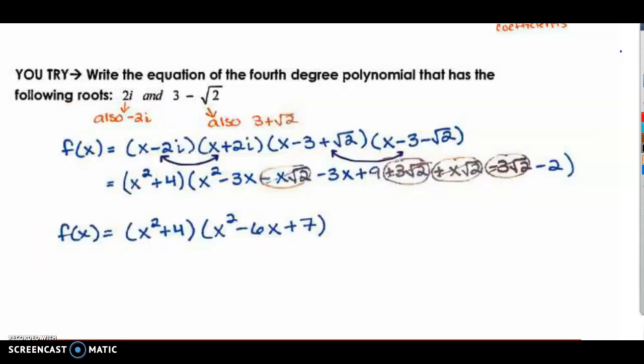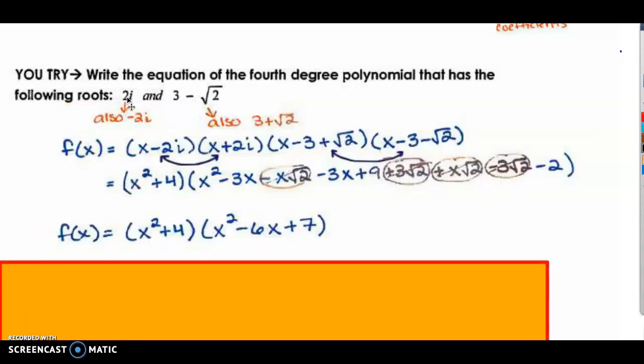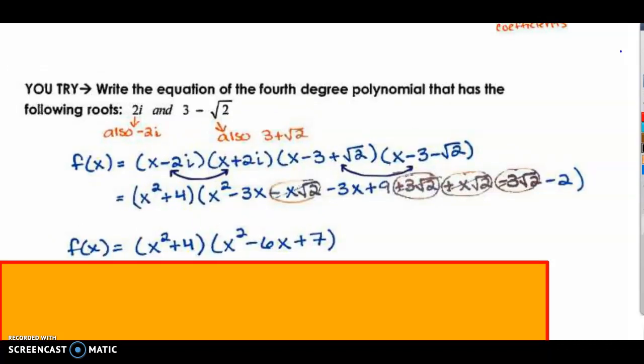All right, so here we go. So if you have a root at 2i, you also have one at minus 2i. And if you have one at 3 minus root 2, you also have one at 3 plus root 2. Be careful about how you subtract the roots. When you write it in terms of factors, the first one you have to write is x minus 3 minus root 2. And you also have to write x minus 3 plus root 2. And then you have to distribute the minus, which is where these come from.